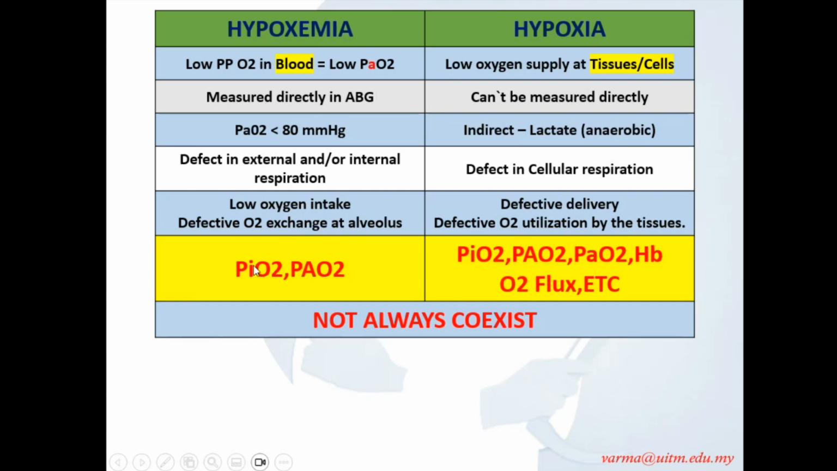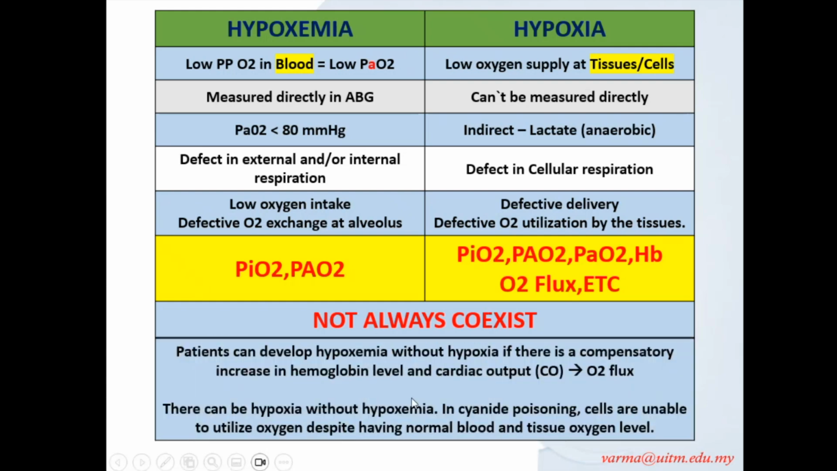So in hypoxemia, the problem could start from inspired oxygen being low, then alveolar oxygen being low, thus the PaO2 being low. Whereas hypoxia could be hypoxemia leading to hypoxia, plus hemoglobin can be an issue, oxygen flux, which means the flow, can be an issue, which is the cardiac output, plus your electron transport chain. The cells that utilize the oxygen can be a problem. They do not always coexist. It doesn't mean a patient with hypoxemia will develop hypoxia, or a patient with hypoxia will develop hypoxemia. They do not always coexist, but they may coexist.